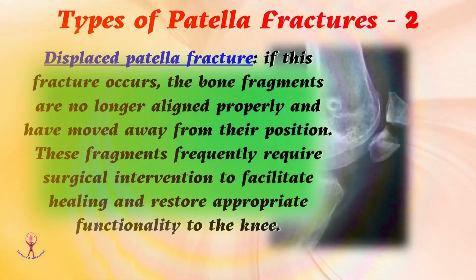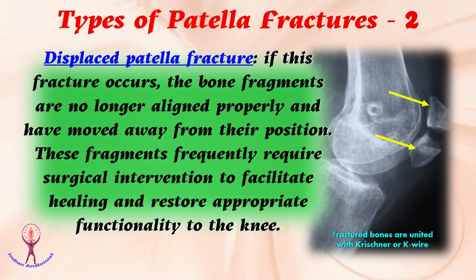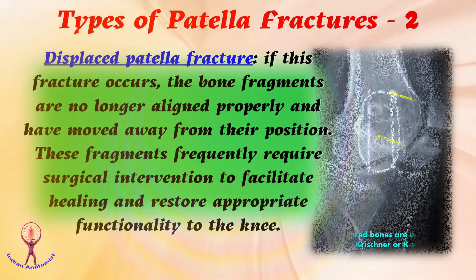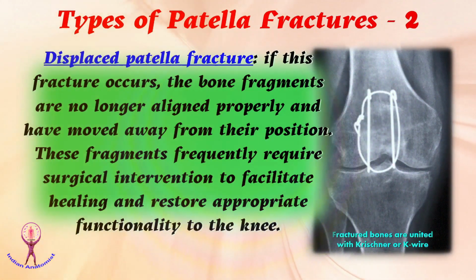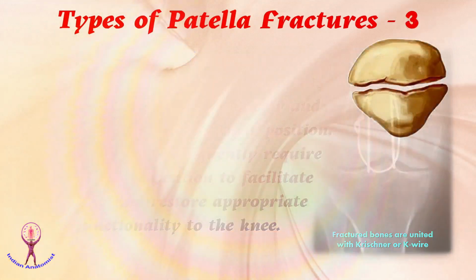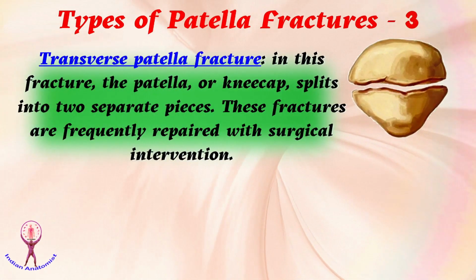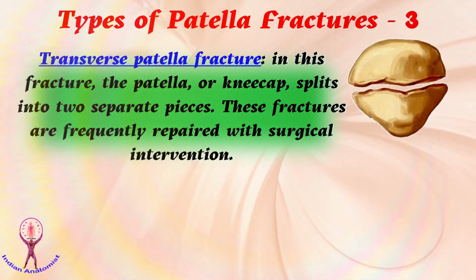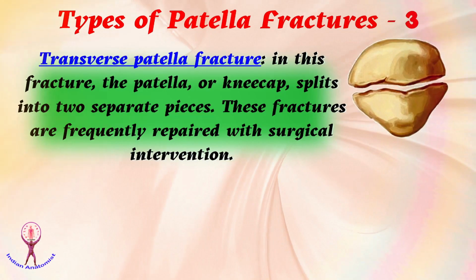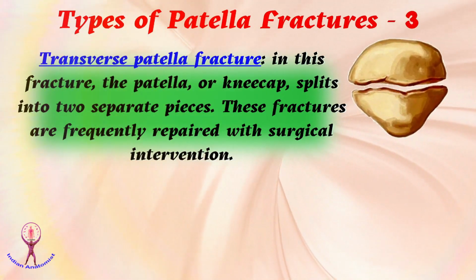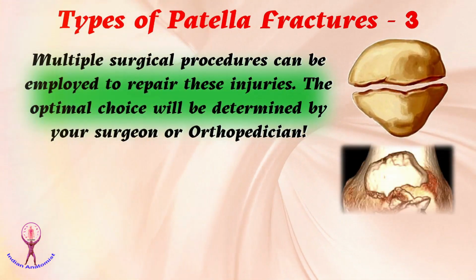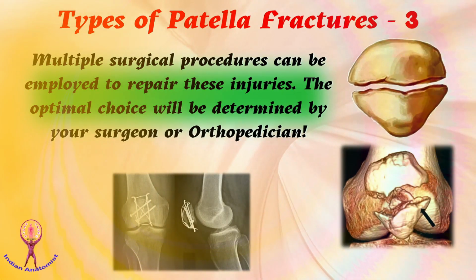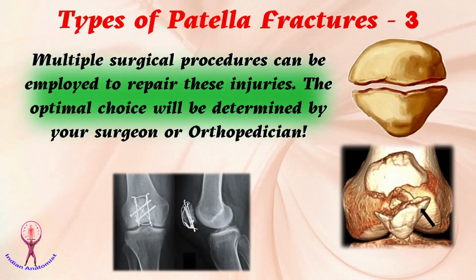The second type of patella fracture is the displaced patella fracture. If this fracture occurs, the bone fragments are no longer aligned properly and have moved away from their position. These fragments frequently require surgical intervention to facilitate healing and restore appropriate functionality to the knee. Now, the third type of patella fracture is the transverse patella fracture. In this fracture, the patella, or kneecap, splits into two separate pieces. These fractures are frequently repaired with surgical intervention. Multiple surgical procedures can be employed to repair these injuries. The optimal choice will be determined by your orthopedic surgeon.